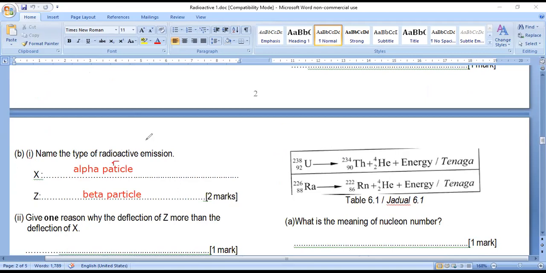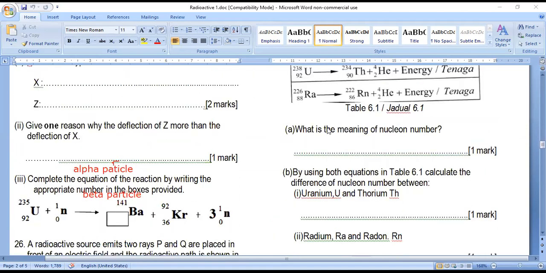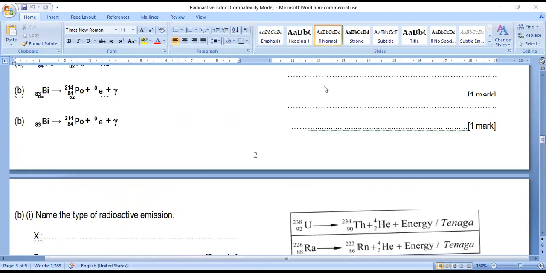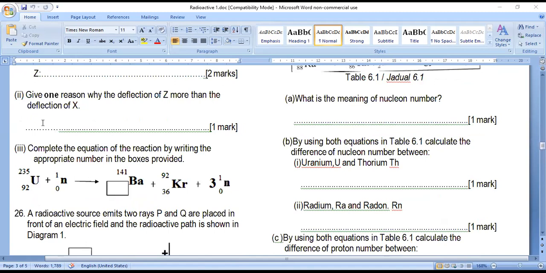Okay, now give one reason why the deflection of Z is more than X. So why Z is more than X? That means because beta has smaller mass. Okay.